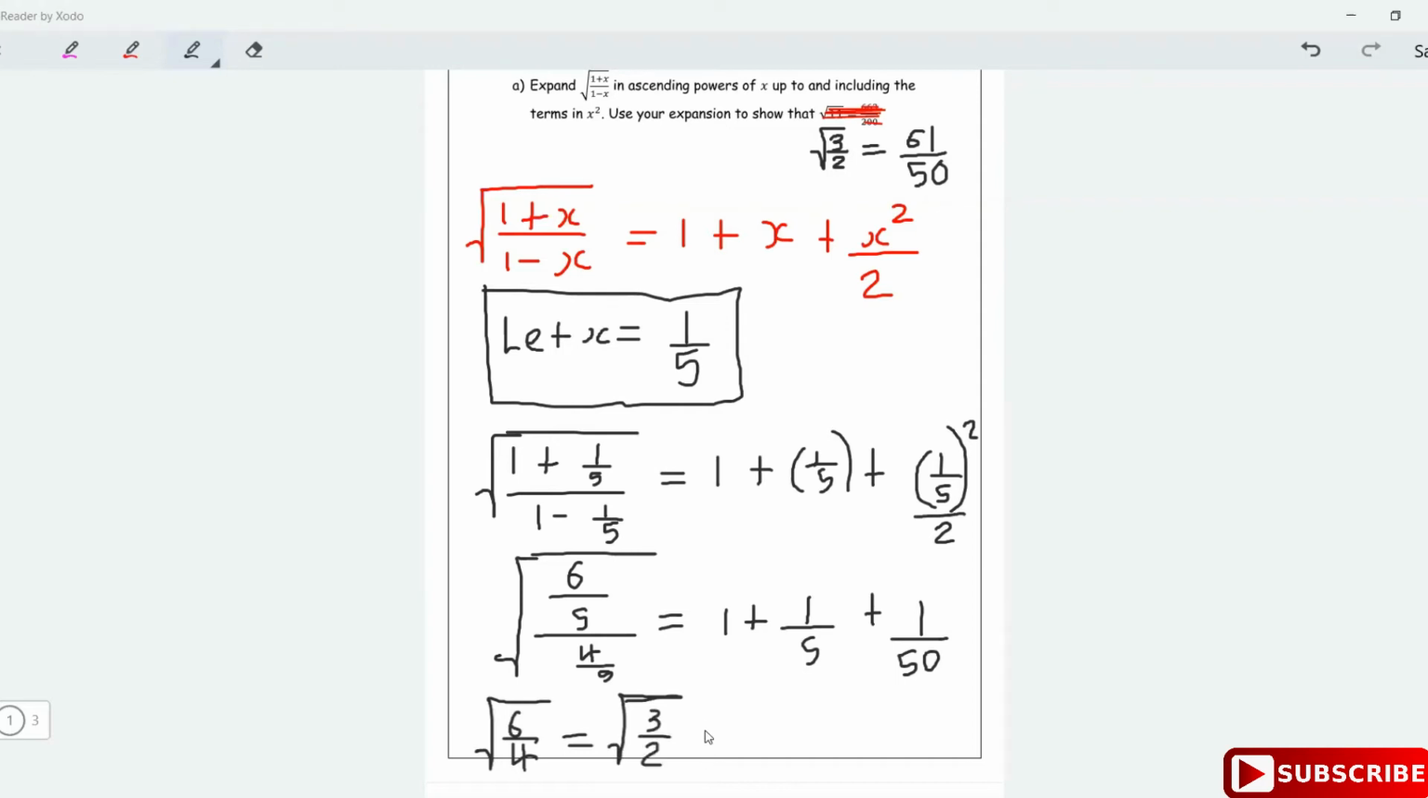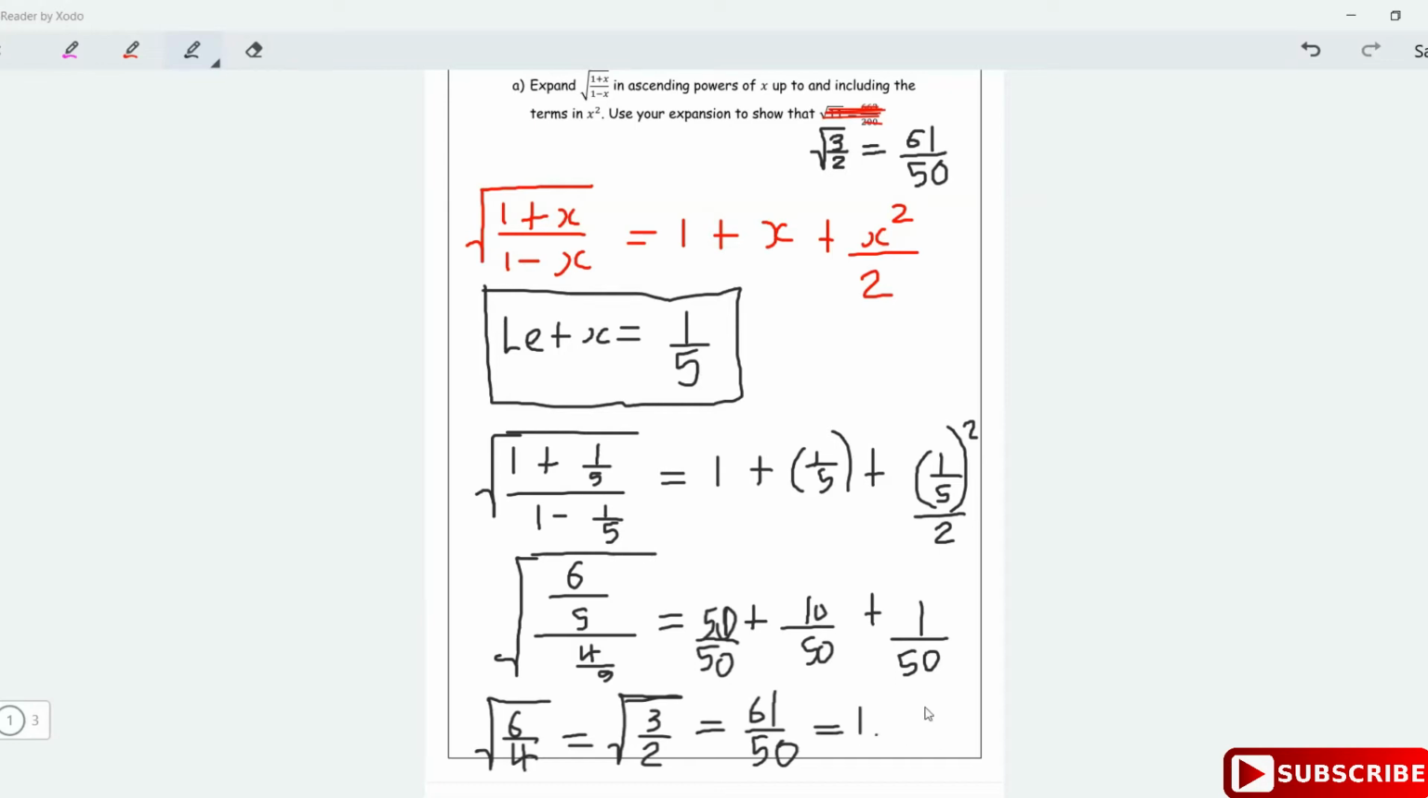So we're getting that the square root of 3 over 2 is the sum of all of this. But 1 plus 1 over 5 plus 1 over 50, 1 can be looked at as 50 over 50, and 1 over 5 can be seen as 10 over 50. Then 50 plus 10 is 60, plus 1 is 61. So that works out to be 61 over 50. So the square root of 3 over 2 is 61 over 50, which is 1.22.